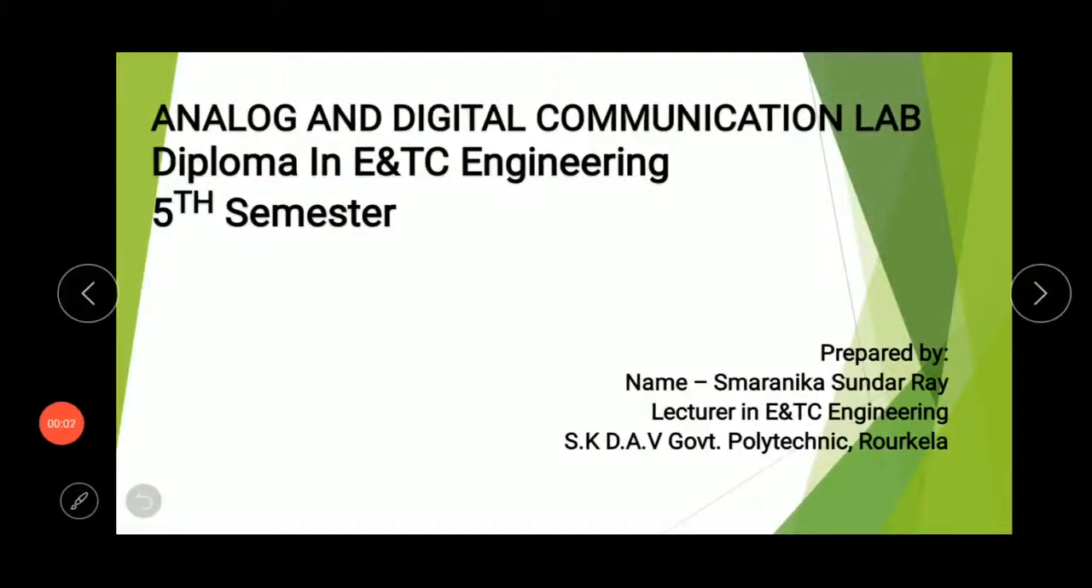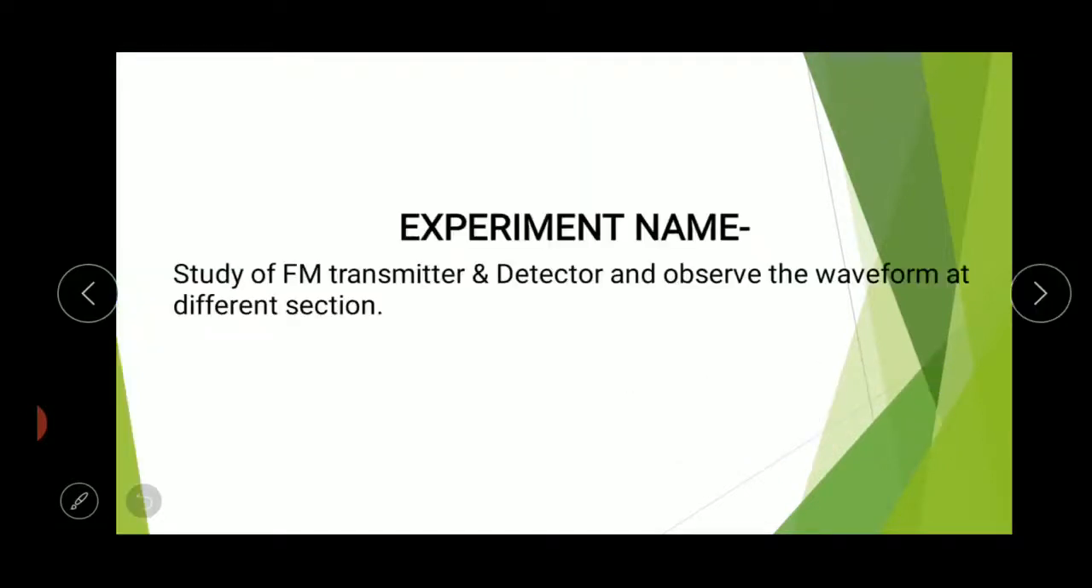Good morning, students. Today we are going to do an experiment of the analog and digital communication lab. The aim of the experiment for today's class is to study the FM transmitter and detector and observe the waveform at different sections.